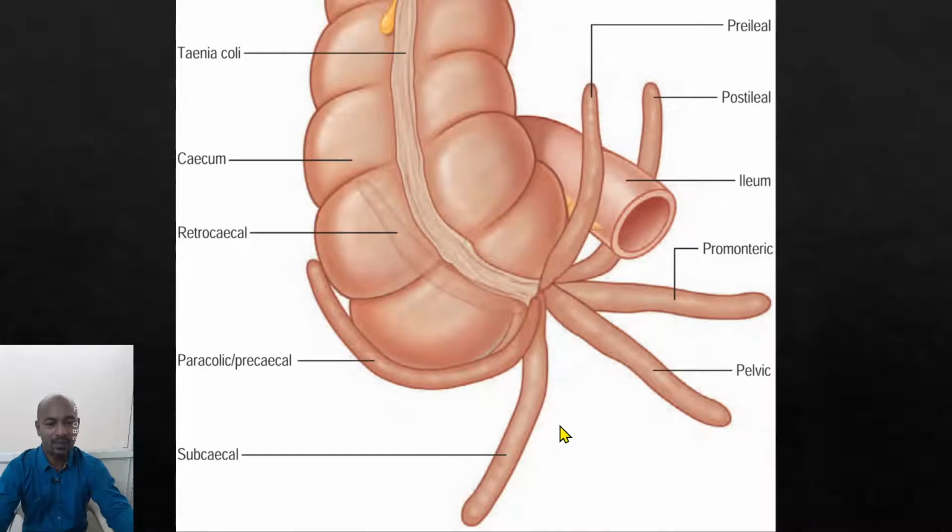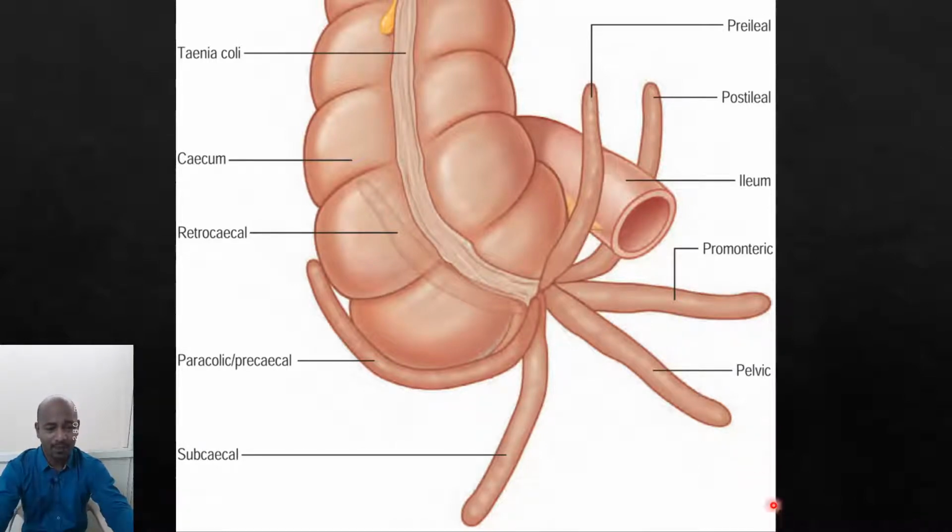So retrocecal or retrocolic position is the most common location for the tip of the appendix. Whenever it is behind the colon or the cecum, it is anterior to the iliacus and the psoas major muscles. The next most common position is the pelvic position. Okay, so it actually crosses the pelvic brim and points into the true pelvis.